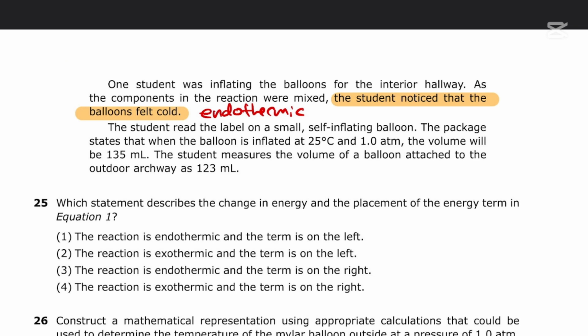So let's pick the answer choice. It's not exothermic, so we can eliminate choice 2 and 4. If it is a reactant, we have our reactants plus heat forms our product. So the heat will be on the left side. It's going to be choice 1.